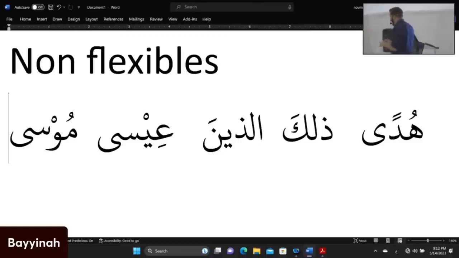You with me? So some words can tell you their rafa' clearly and they can show it. They can show you their nasab, they can show you their jar. But some words will not show it to you. The words that don't show it to you, we call them what? Non-flexible. Okay. And how will you know which words are non-flexible? You're going to wait for me. Okay?